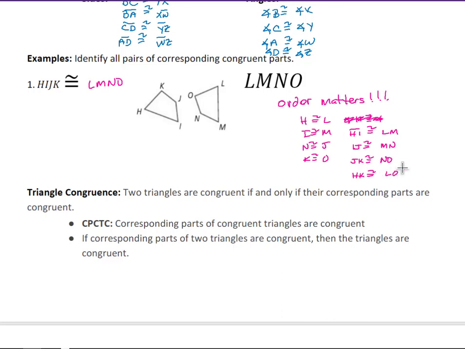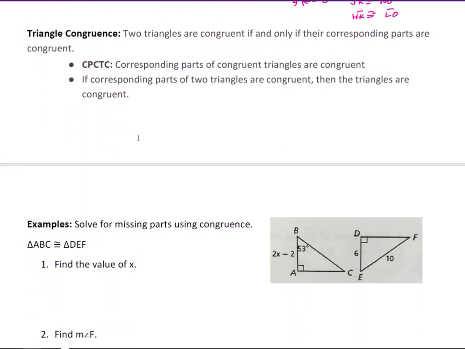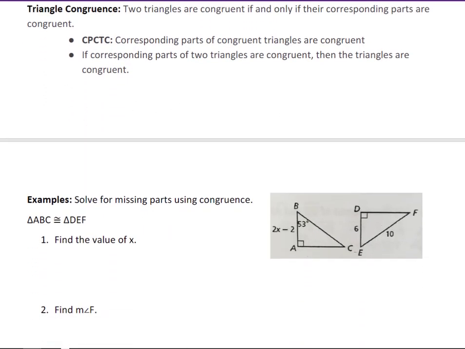So fill those in, make sure you use the correct notation. And also those should be angles. So the congruence order matters. The congruent statement itself gives you the parts that match up. When you write a congruent statement, you have to be sure that the letters also match up in the correct order.